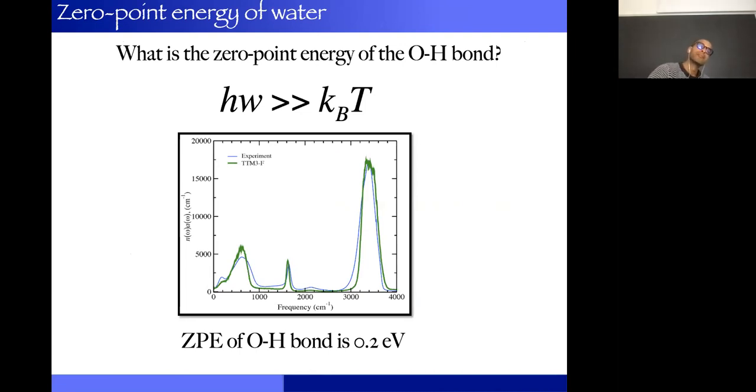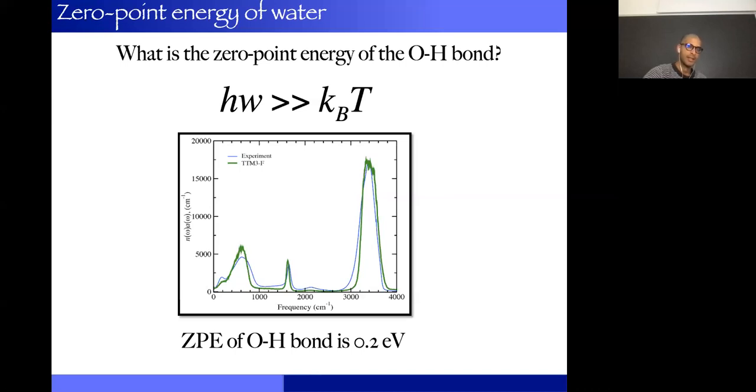Now, what this means is that you have to go up to about 600 Kelvin before k_B T is similar to the zero point energy. So quantum effects will not play a role anymore, only when you get to those high temperatures.